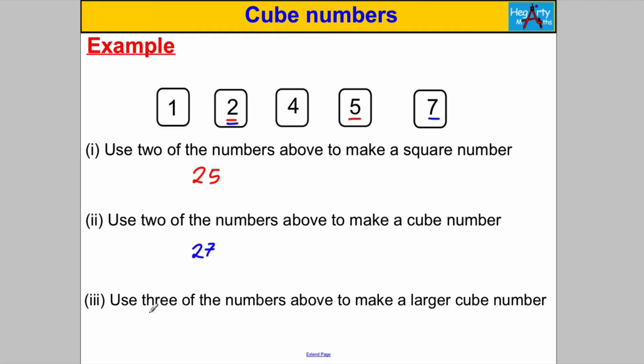And then it says use 3 of the numbers above to make a larger cube. Right, so I'd look at that and I'd say to myself, I'm going to take 1 and 2 and 5 and get me 125, because 125 is 5 times 5 times 5, it's my 5th cube. Right, let's try another question.